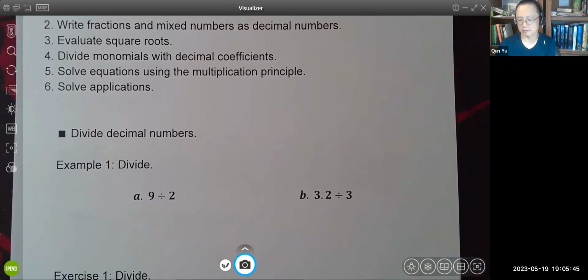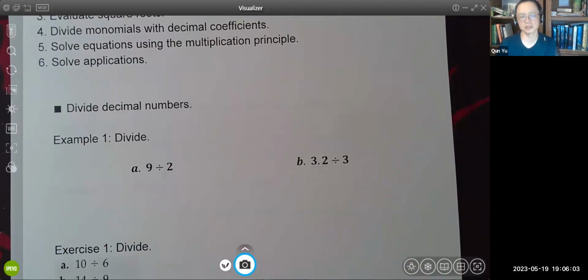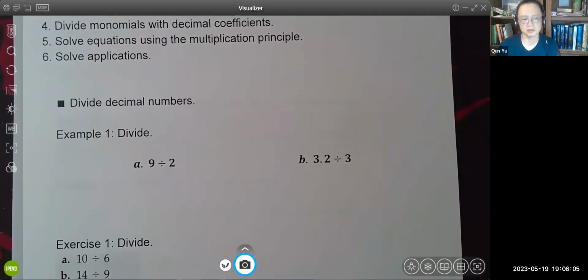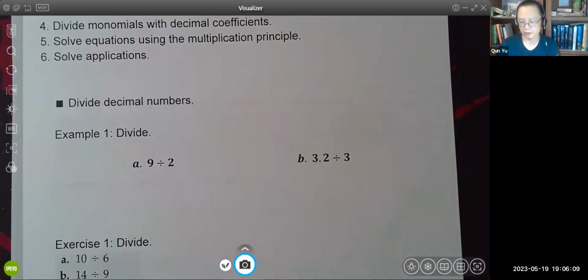Our first example, actually 2 of them, and we have a divisor as a whole number. We could have a decimal dividend. The first one is a decimal, but the second one is a whole number. Let's see how to do this. Certainly, we can use a calculator, but now let's look at how to do it by hand first.